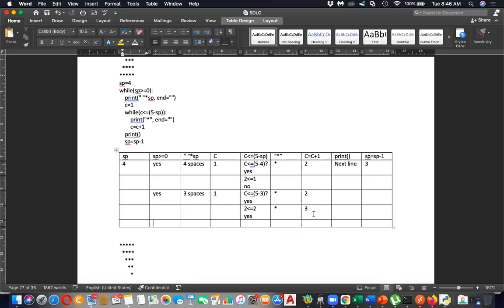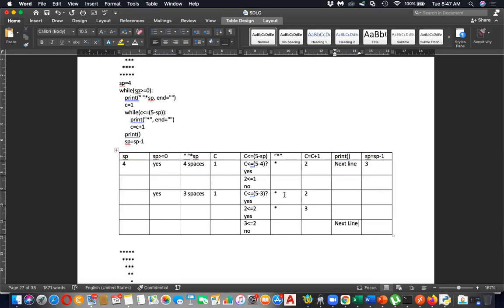When C is 3, what will happen? It will again check 3 less than or equal to 2. It's no. So it will terminate. And it will print the next line. It will go to the next line. So after printing two asterisks only, it will go to the next line.